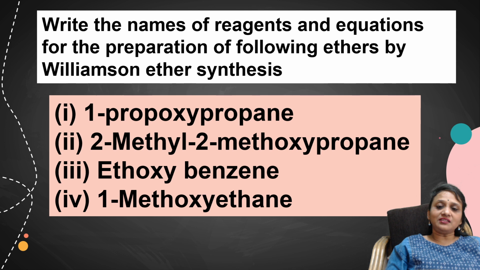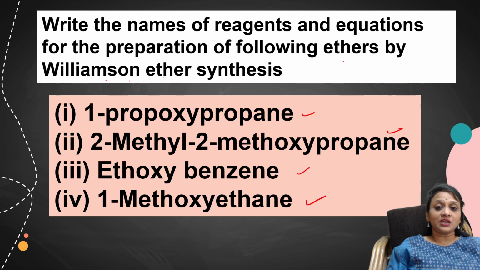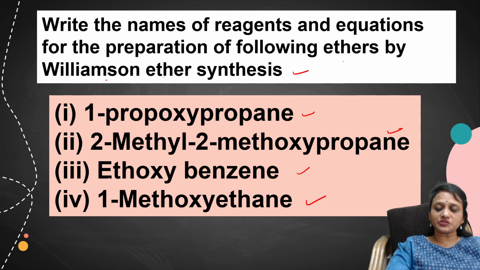Write the names of reagents and equations for the preparation of the following ethers by Williamson ether synthesis. Basically, this particular question is from the alcohols, phenols, and ethers chapter. What is the question? I have to prepare the following ethers. Basically, I need to prepare 4 different ethers, and I need to use Williamson ether synthesis. That's the concept.